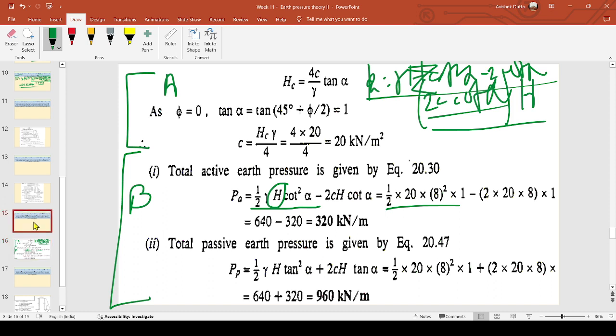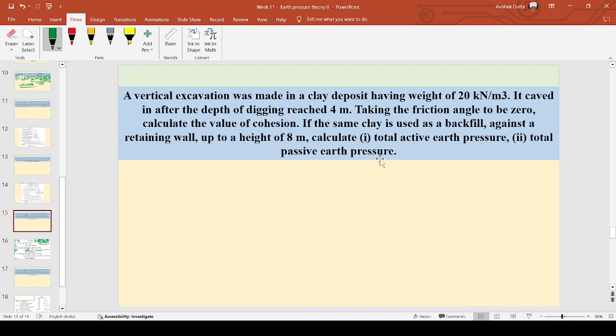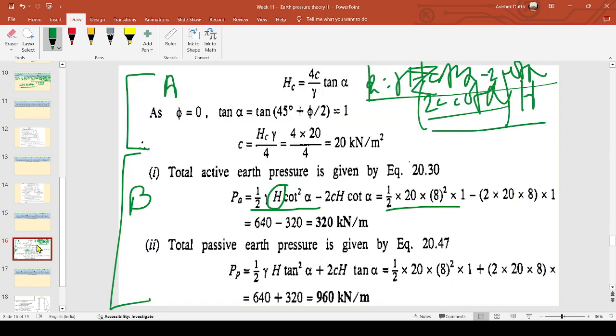Now I have told you to find against the wall the total active earth pressure, that is thrust per unit length. So we will be multiplying this. This is a triangular area, half into h. This will be h square. This is written wrongly over here. Half gamma h square cot square alpha minus 2c cot alpha into h. Here I believe it is correct, because 20 into 8 is 160, into 2 is 320. This is the answer. Is it clear?